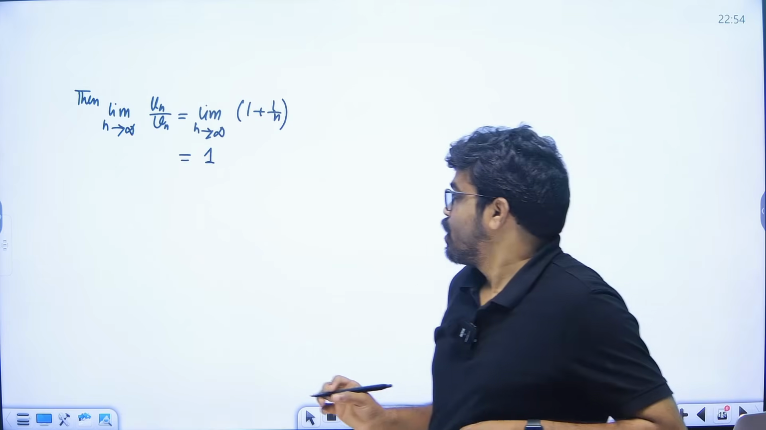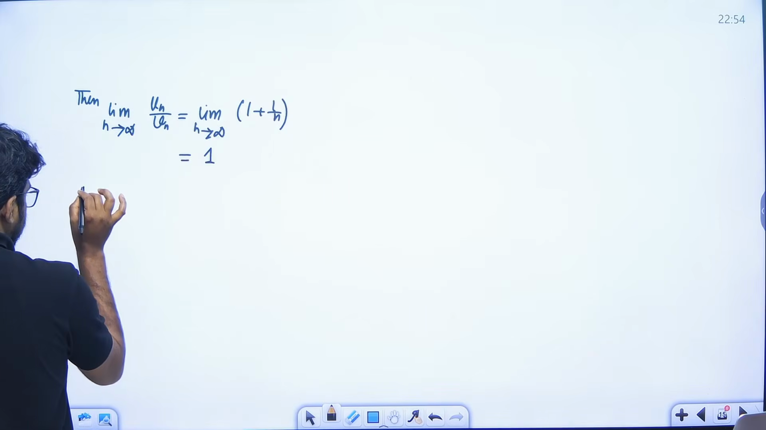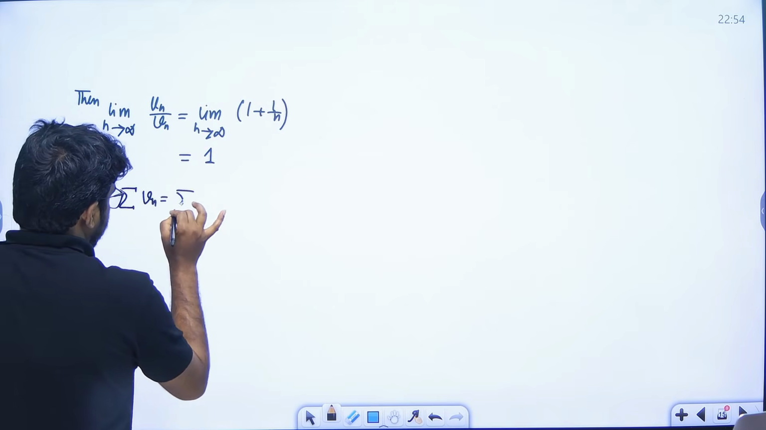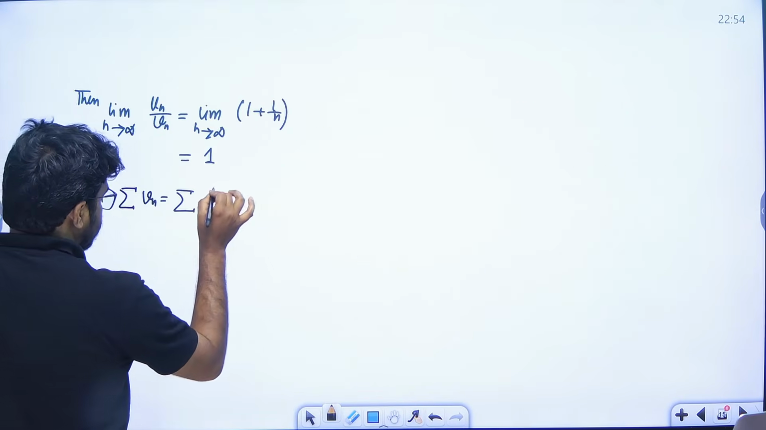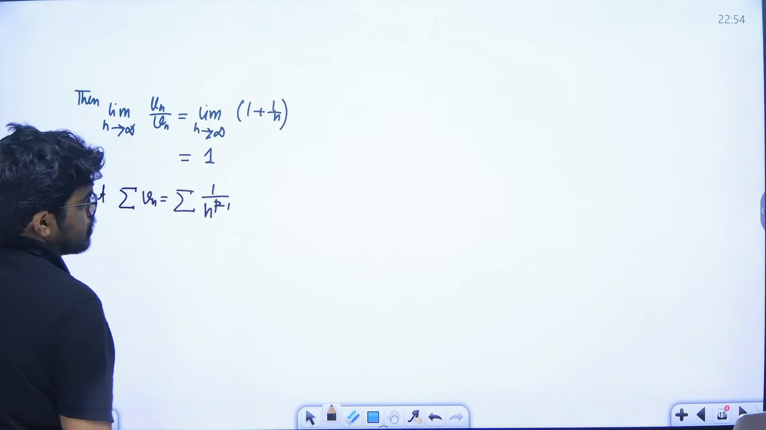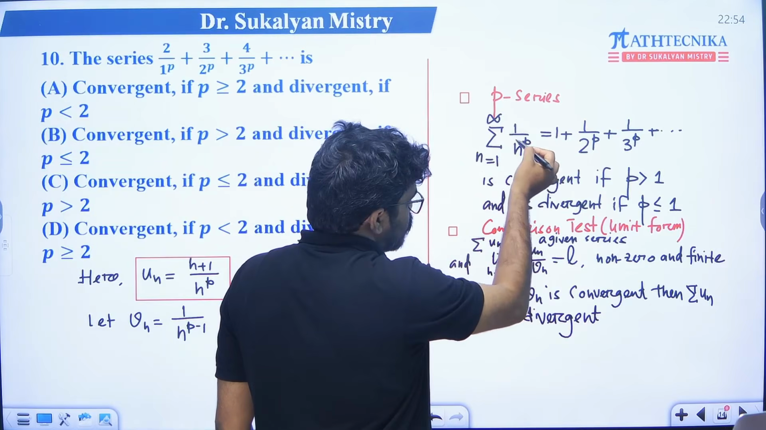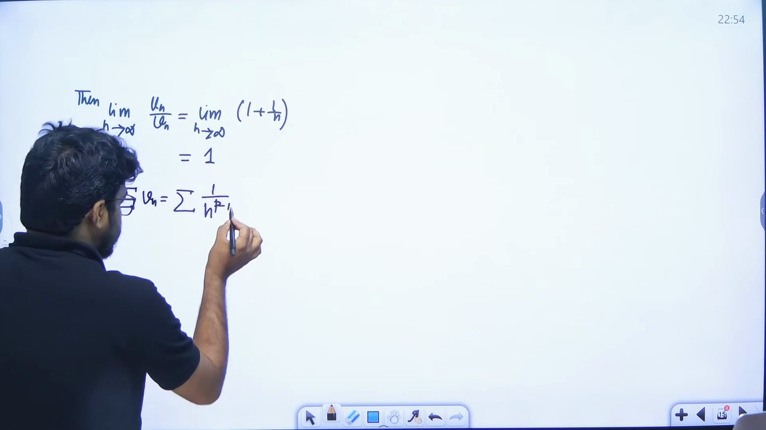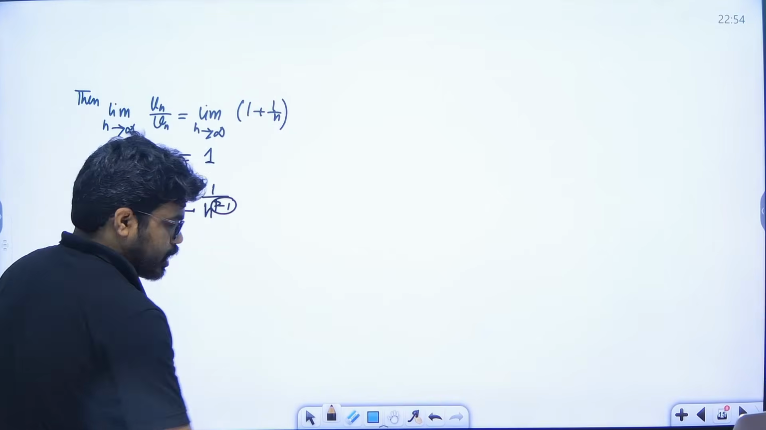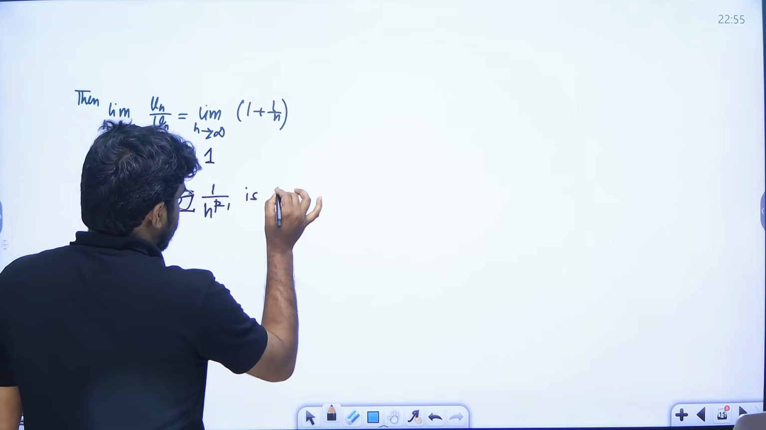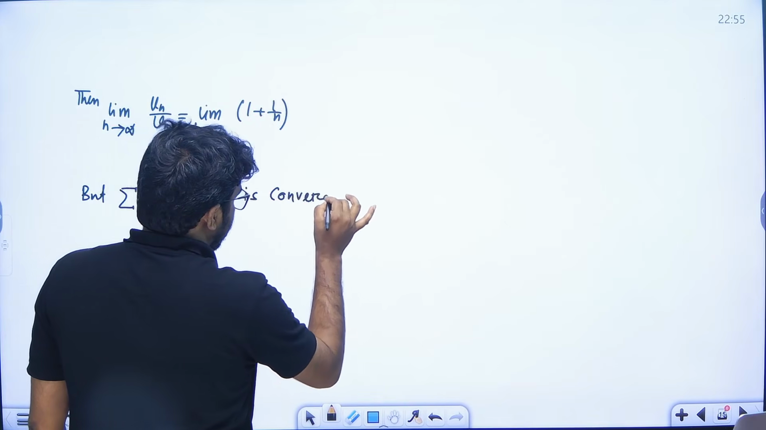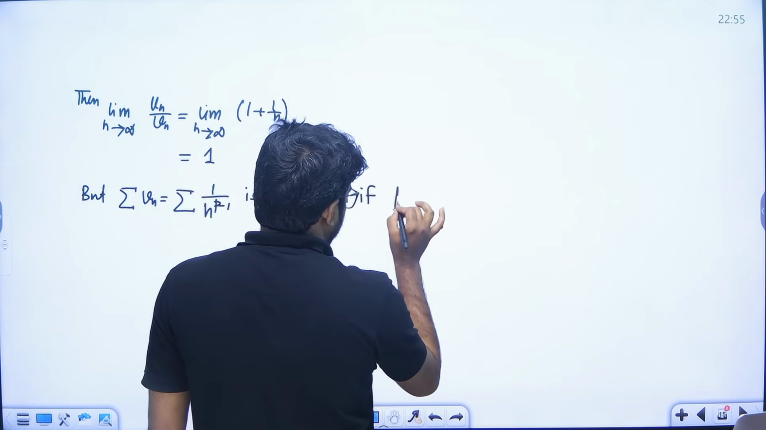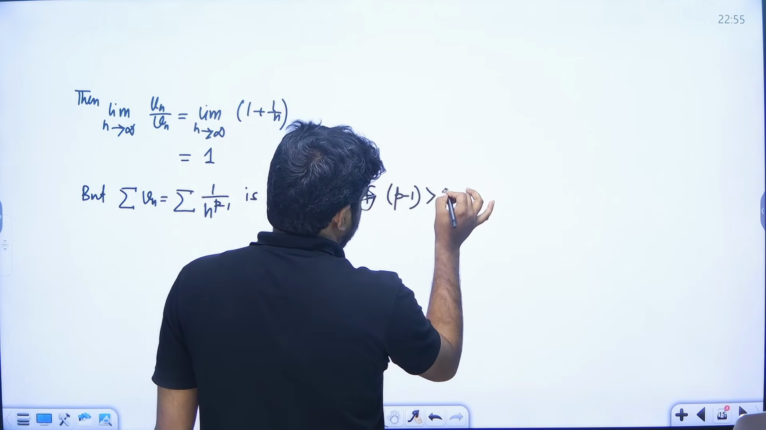Okay. What is summation vn? Summation vn, what is vn? Vn is 1 by n to the power p minus 1. Just see this, p series 1 by n to the power p. So this is convergent if p is greater than 1, right? So this is convergent if p minus 1 is greater than 1, right? So this is convergent if this is greater than 1. If p minus 1 is greater than 1.